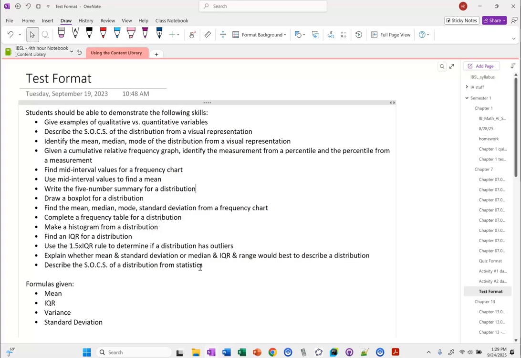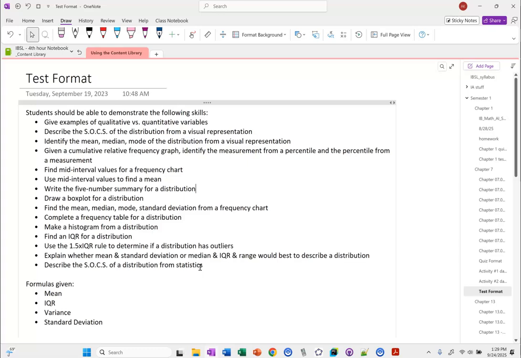Use mid-interval values for a frequency chart. We're going to get this right when we ask you to do a mean using mid-interval values this time, right? We've done it. Been on like every quiz and homework and activity and everything so far. Like, we'll get that right this time. You got to remember to multiply the mid-interval values by the frequencies and divide by the total number, right? Everybody got it? Okay.